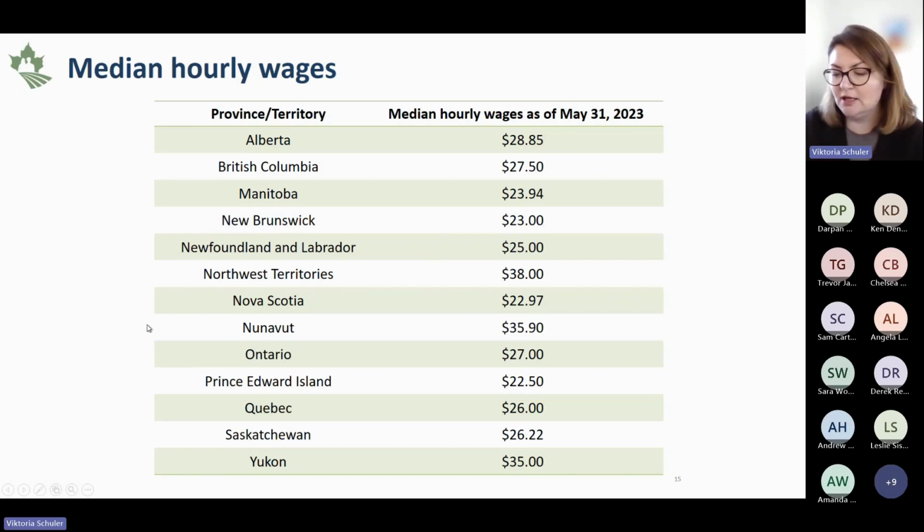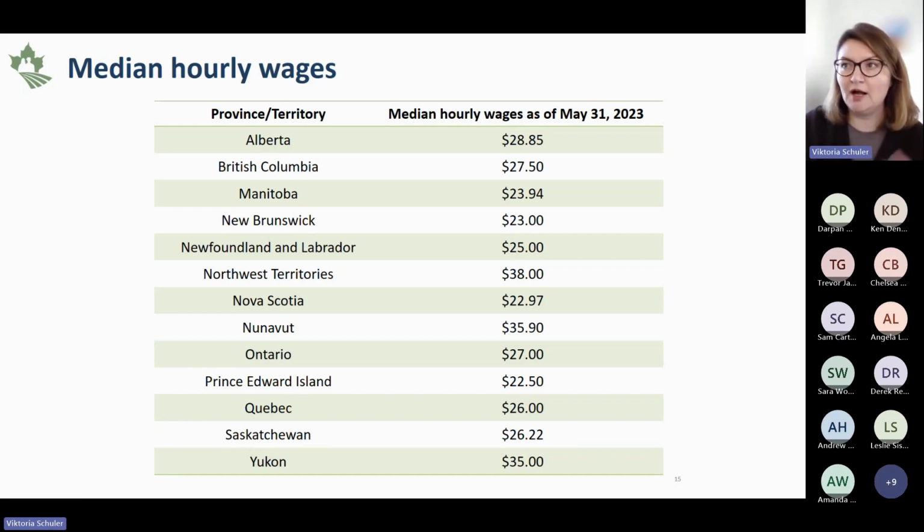The other thing to consider is how much you are prepared to pay to a temporary foreign worker. Depending on the position, for primary agriculture, there are wages. There are tables with wages that are updated on an annual basis as well.